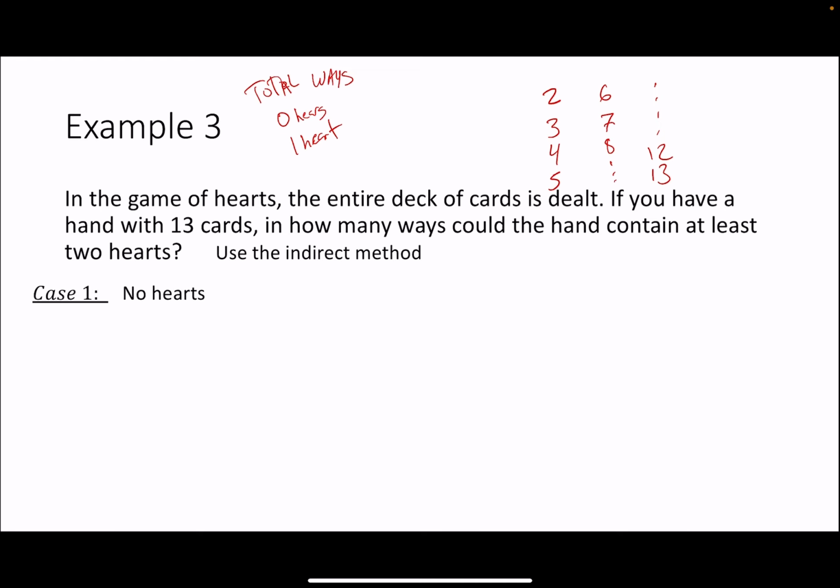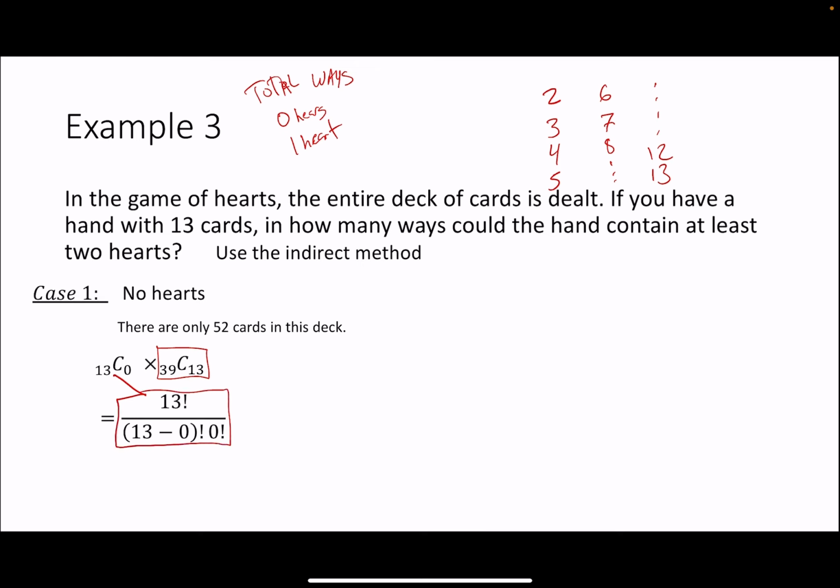So how many ways are there to select no hearts? There's 52 cards in a deck. Well, I have 13 hearts. I'm going to choose 0. And there's 39 remaining cards. How many ways are there to select 13? That's going to work out to 1. You'll see in a second. And 39 choose 13 works out to that. It's 1 times about 8 million here.